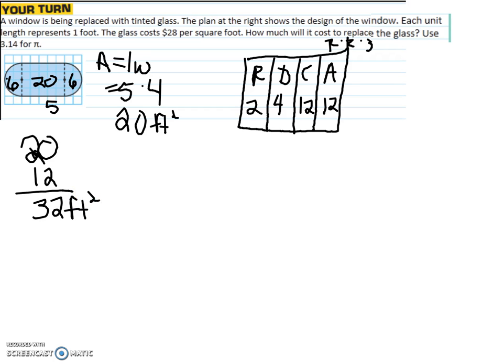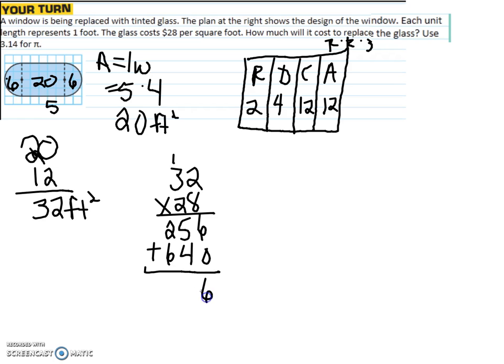And it says that it costs $28 per foot. So we are going to say 32 times 28. 8 times 2 is 16. 8 times 3 is 24. Plus 1 is 25. 2 times 2 is 4. 2 times 3 is 6. Add it up. We got $896.